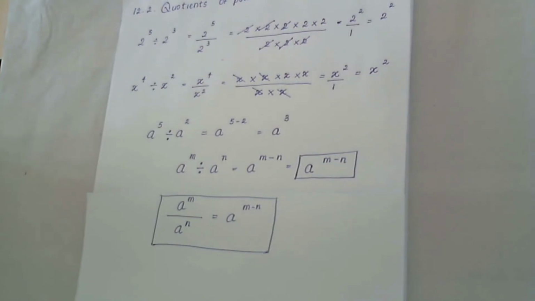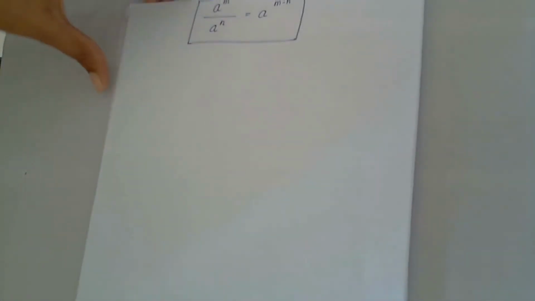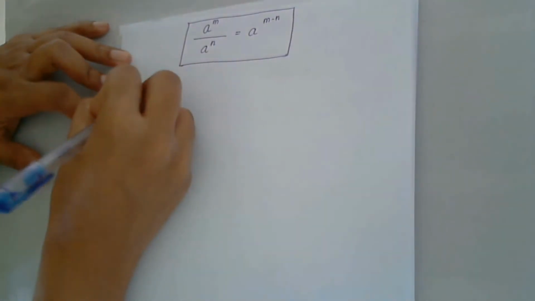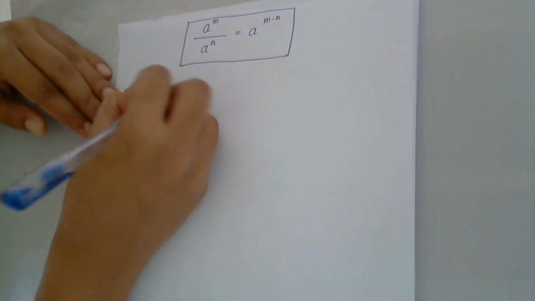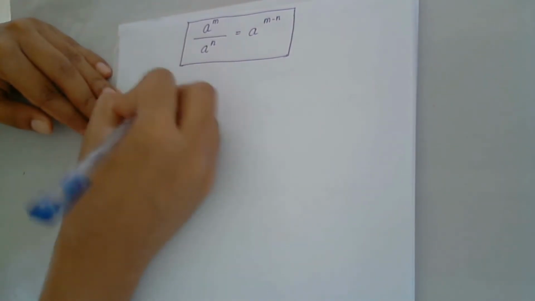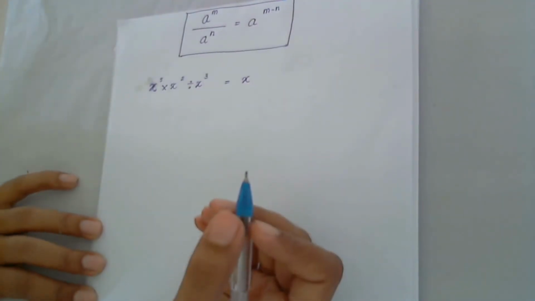Now let's see what we have to do now. There are some examples in your textbook on page number 25. See, example 1. I am going to discuss the examples. I'll explain it. x to the power 5 multiplied by x to the power 2, divided by x to the power 3. This is the first example.